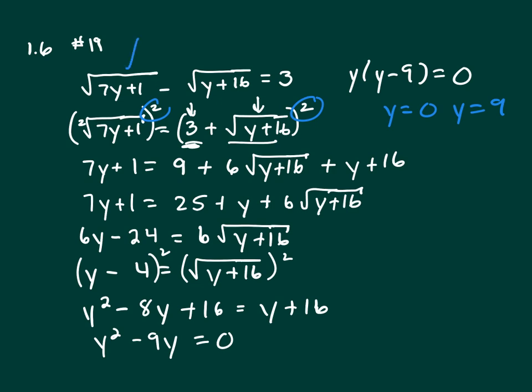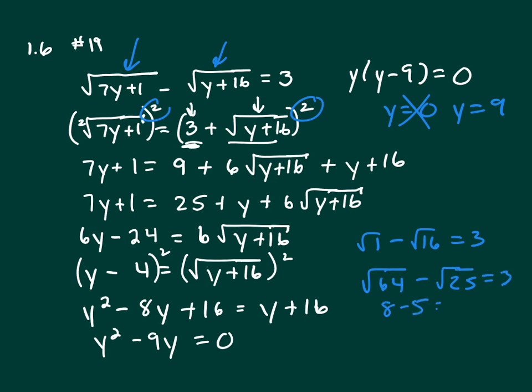So go back to the original problem and substitute in 0. And that would give me square root of 1 minus square root of 16. Does that equal 3? No, that gives me 1 minus 4 is negative 3. So that doesn't work. Cross it out. Let's try 9. 9 times 7 is 63, plus 1 is 64, square root of 64, minus 9 plus 16 is 25. Does that equal 3? That's 8 minus 5 equals 3. So that's true. So your only solution is 9.